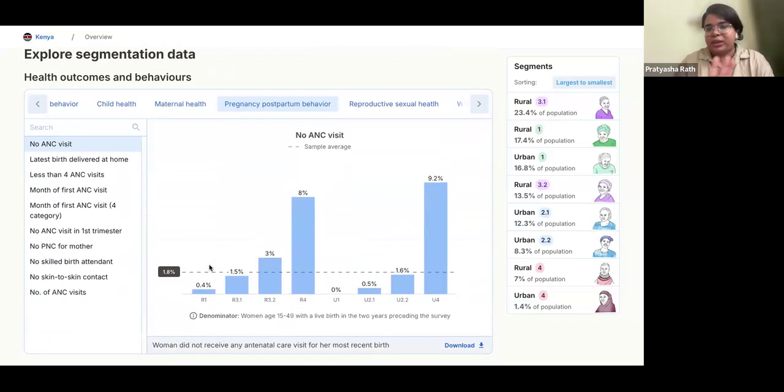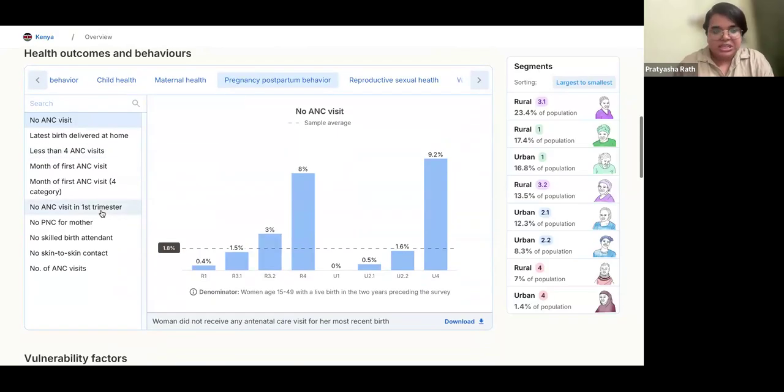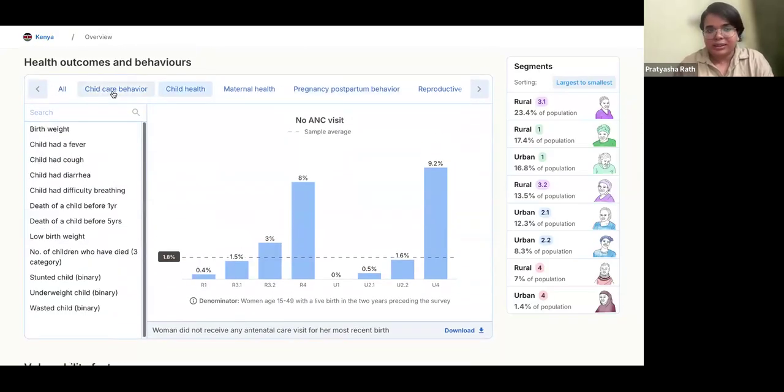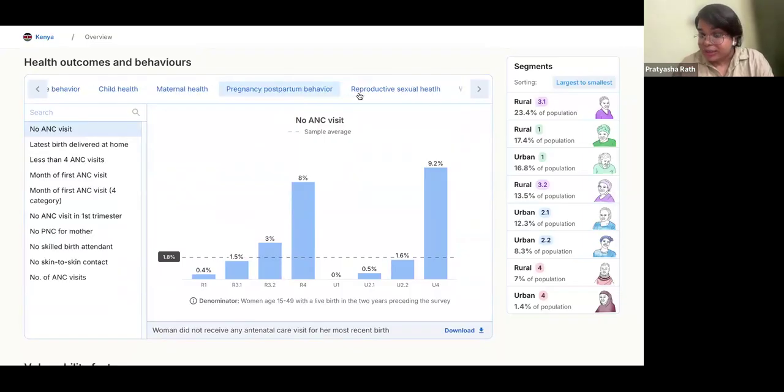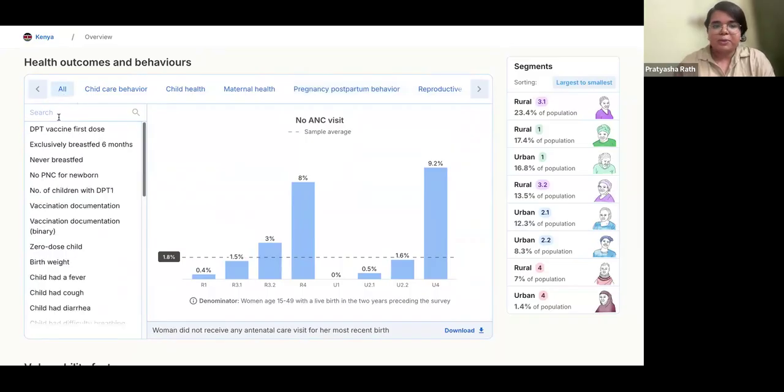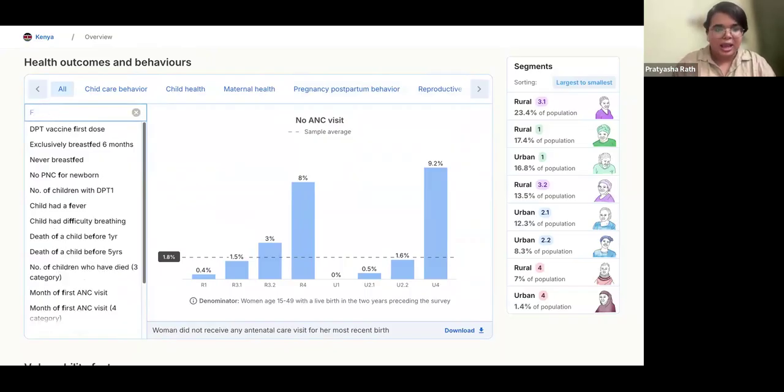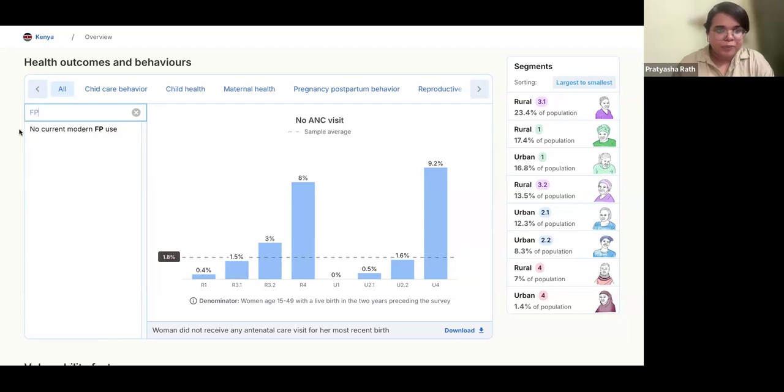And the first thing that you can see here is the range of health outcomes and behaviors that the Kenya segmentation looks at. So you could easily scroll down. You can look at the categorizations of health areas and then look at the indicators or outcome areas which are there. Or else a simpler thing would be just type in and check what indicators are of most value to you. What is it that you are focusing on? So say I want to look at family planning.